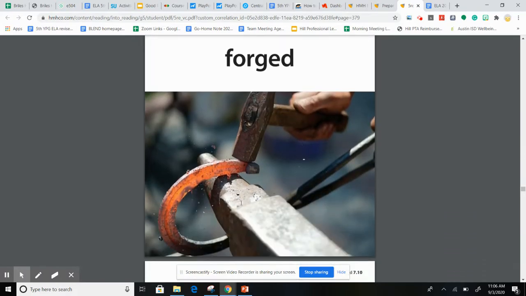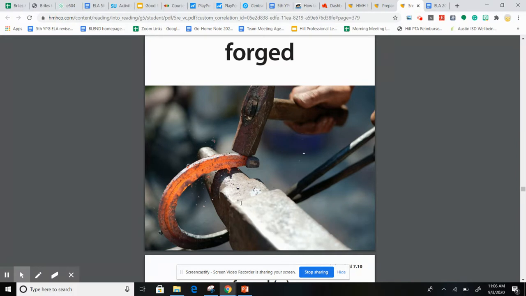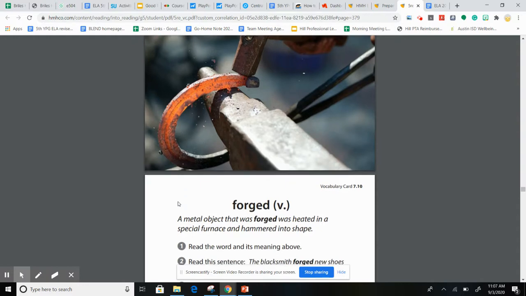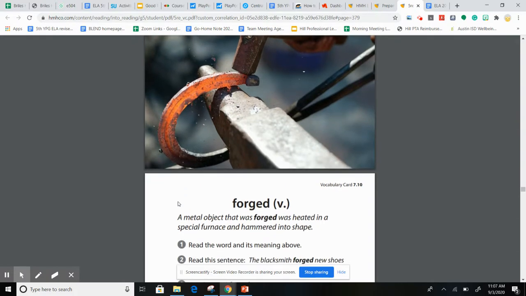And then our last one is forged. This is how they make old weapons out of iron. And today we still forge things, but we do it in a factory. But when you forge things, you have to heat up the metal and pound it into the exact shape. Thor and his family would forge all these amazing weapons like Thor's hammer, Mjolnir. So I hope that was the right word. Yeah, so they use a furnace.